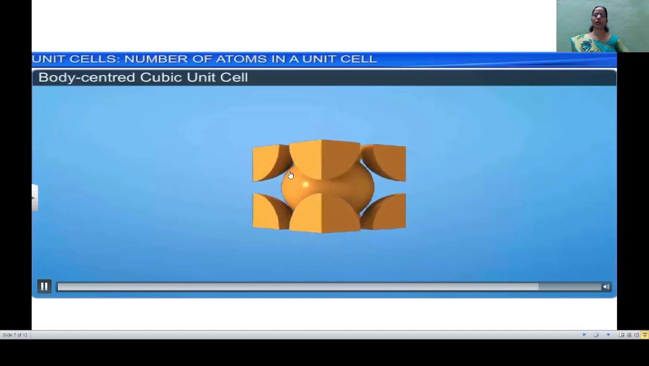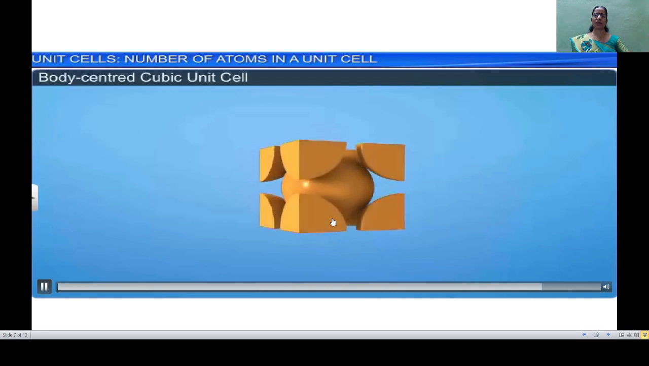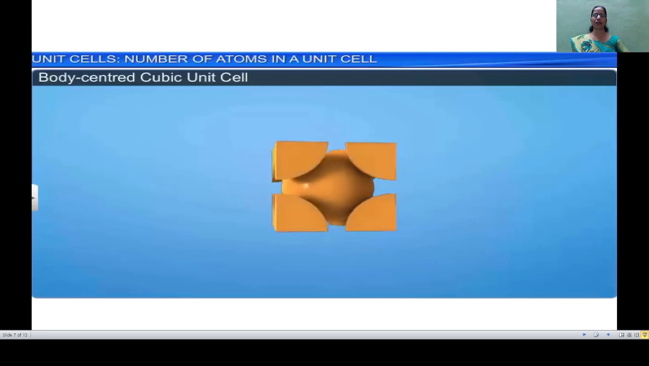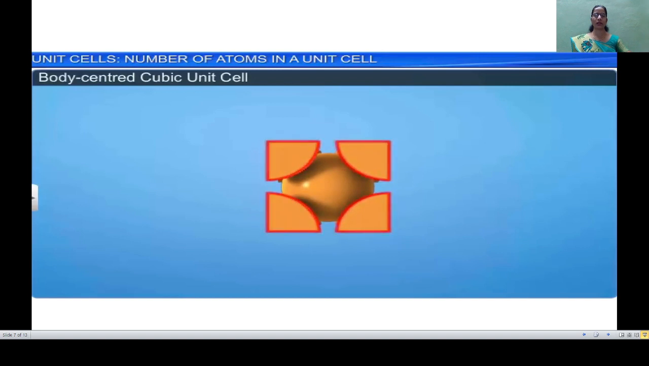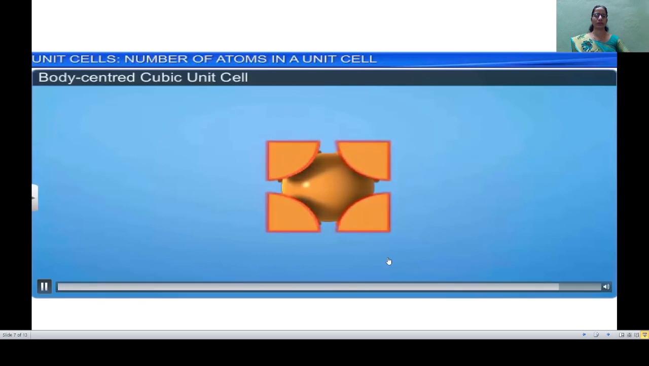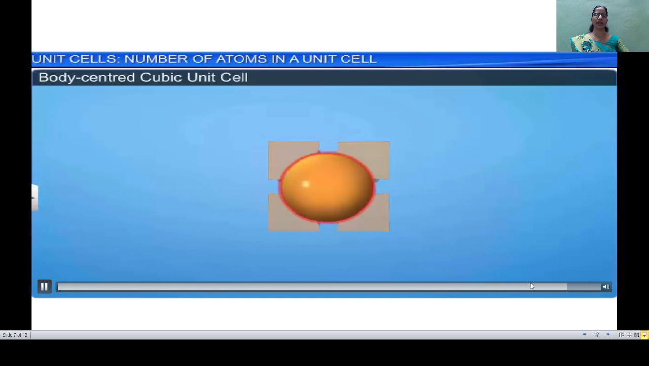The formula will be: number of atoms in a body-centered, that is BCC, cubic unit cell is equal to 1 upon 8 into 8 plus 1, that is equal to 2. Thus only 2 particles will be present in body-centered cubic unit cell.